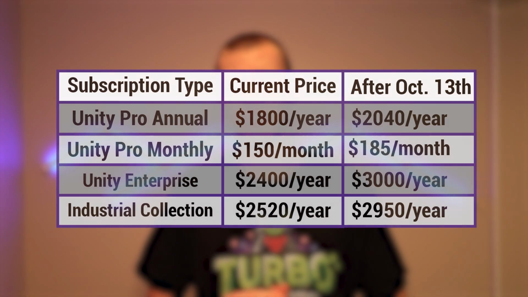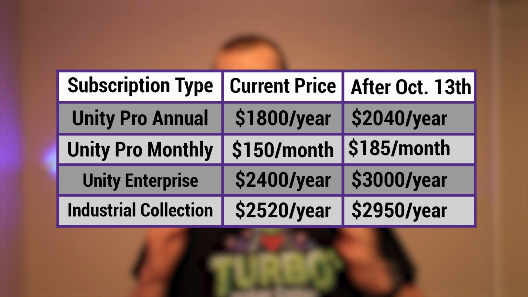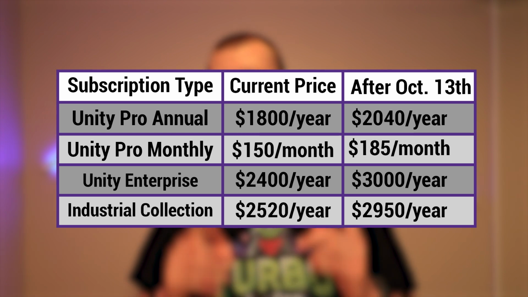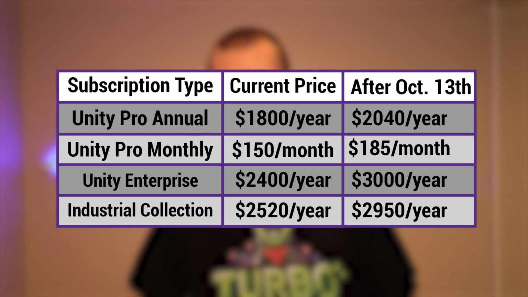However, the Pro and Enterprise editions of Unity are both going up by a couple hundred dollars apiece. So if you or your company does use the Unity Pro or Enterprise licenses, this month may be a good time to go ahead and purchase an annual plan so you can stick on the existing pricing model before the increase, again on October 13th.